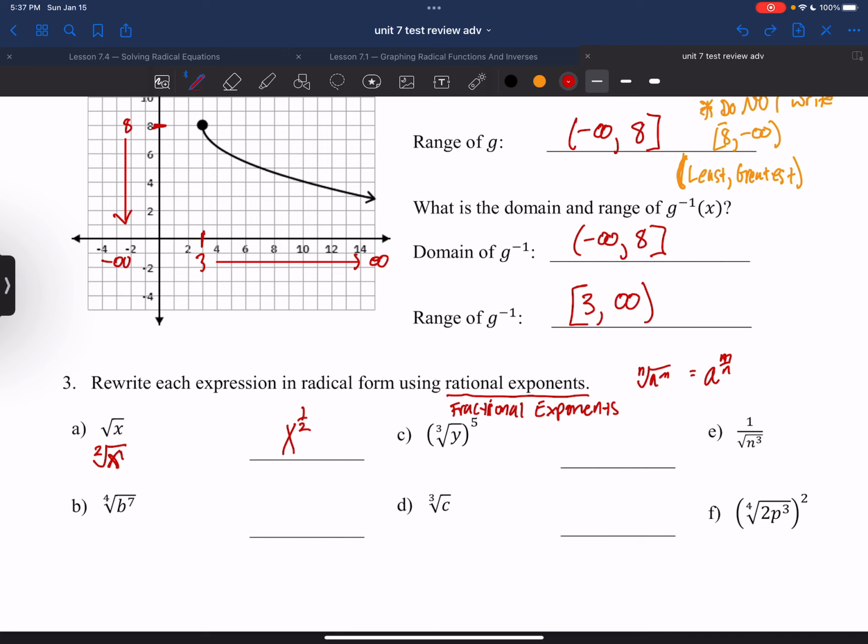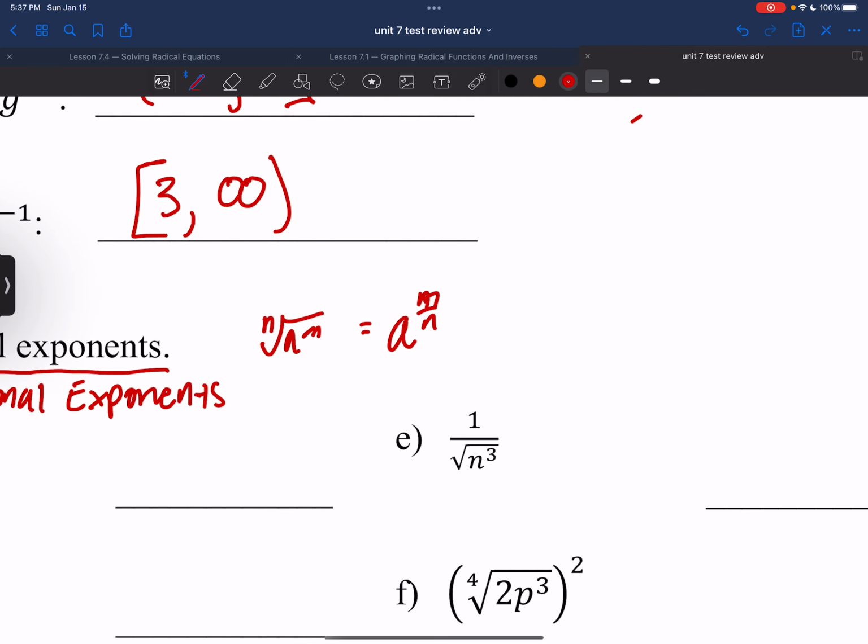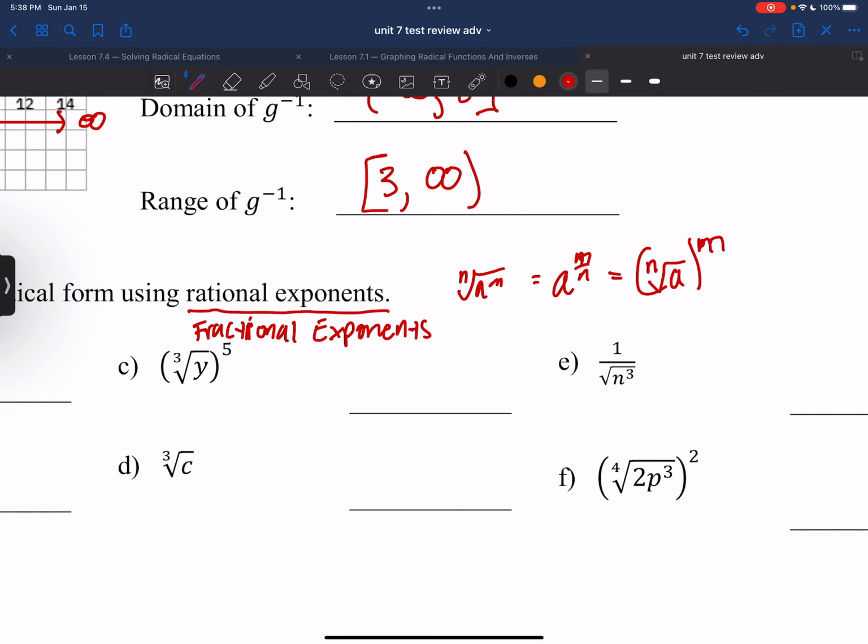Moving on to B. The m is your power of 7. Your root is 4, so it's b to the power of 7/4. And then C, the exponent is on the outside, but remember that for our rule here, I can say that this is also equal to the nth root of a to the m, which is true. So this is y to the 5/3.